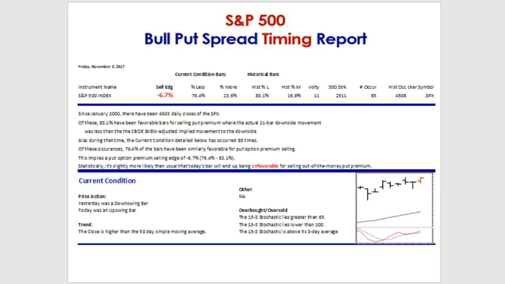So if you're looking for it to hit your short strike down there, and you put it a standard deviation away, 30 days out, 16.9% of the time on average, it does do that.